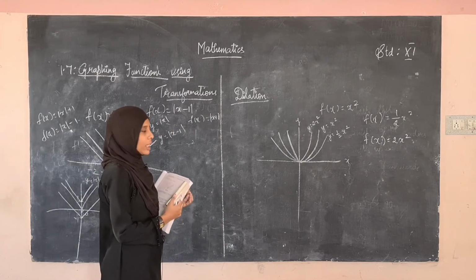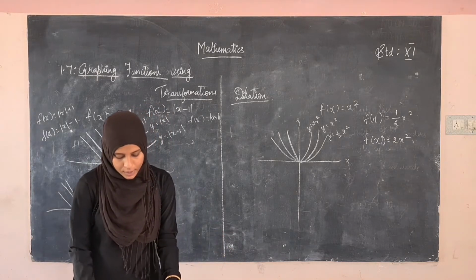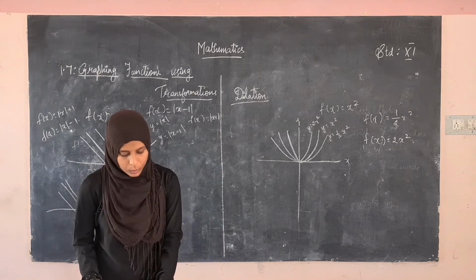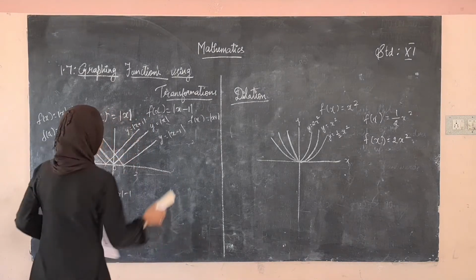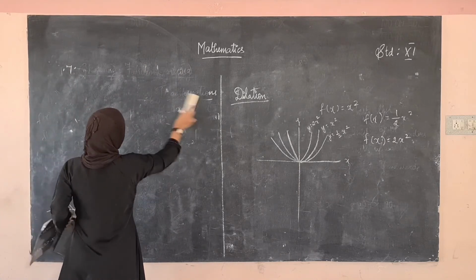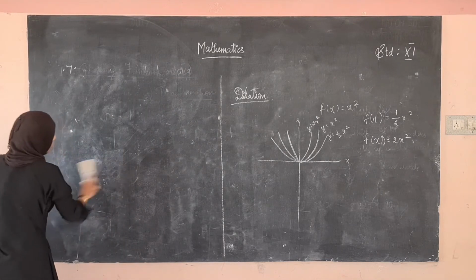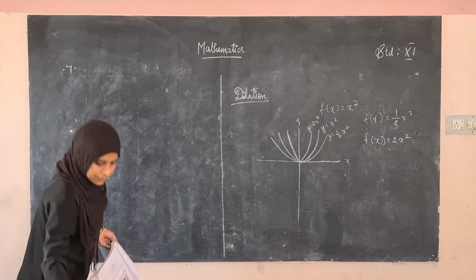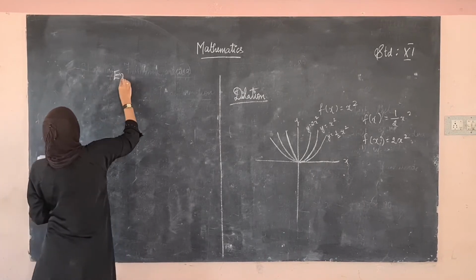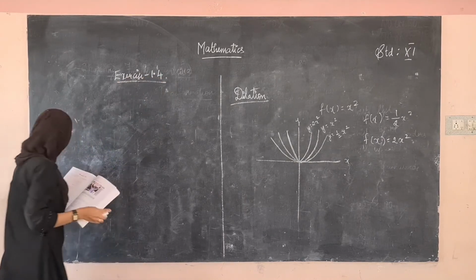So what we have seen: in dilation 3 types, in translation 4 types and in reflection 3 types. With this we are going to see the sums. So let us see the sums of exercise 1.4. They have given 8 sums, right? So what's the first question?